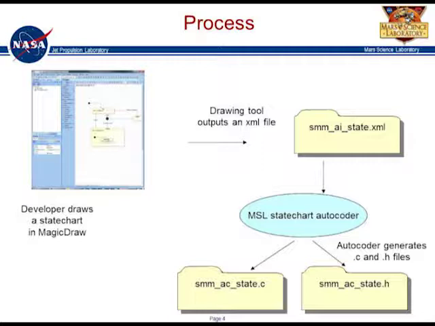So here's an overview of our process. So we start with a drawing tool. In this case, we chose to use Magic Draw, and the developer draws a state chart diagram. And we wrote our own tool that takes the output of the drawing tool, which happens to be an XML file. So this is our tool here, the autocoder. Our tool takes as input this state chart, and out pops source code that's actually compiled into the flight code.